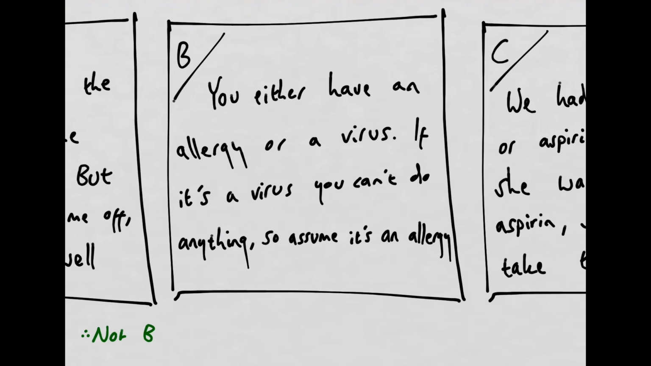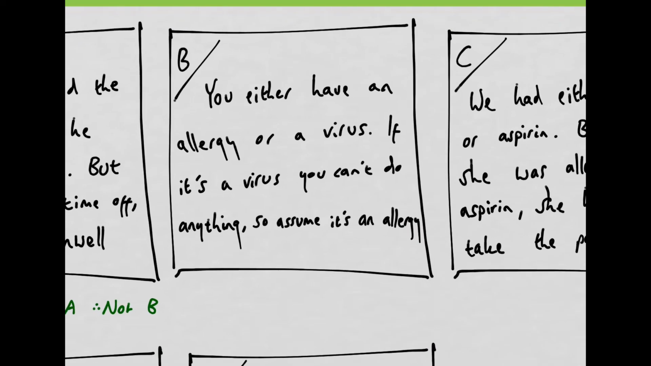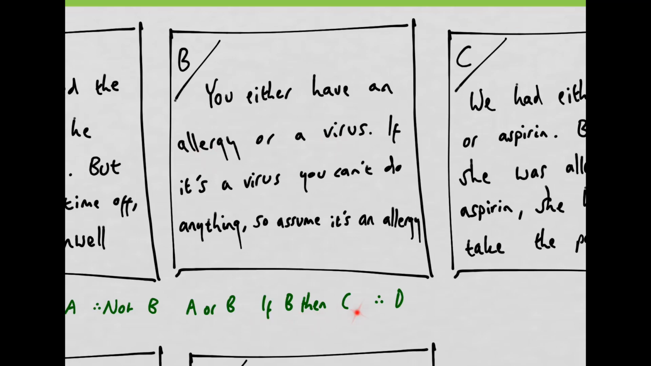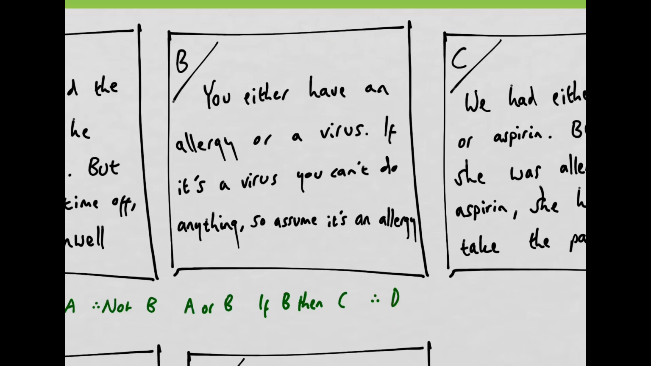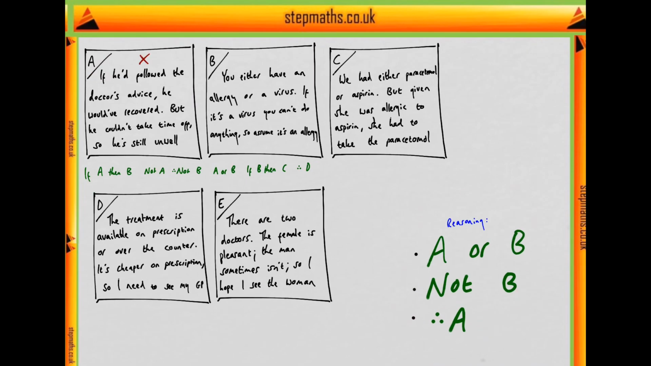What about B? This says you either have an allergy or a virus. If it's a virus, you can't do anything about it, so assume it's an allergy. Well, the logical form of this looks like this. A or B, allergy or virus. If B, then C: if virus, can't do anything about it. Therefore D, therefore assume it's an allergy. And we can see, just by glancing at the reasoning used in the passage, that this is different.